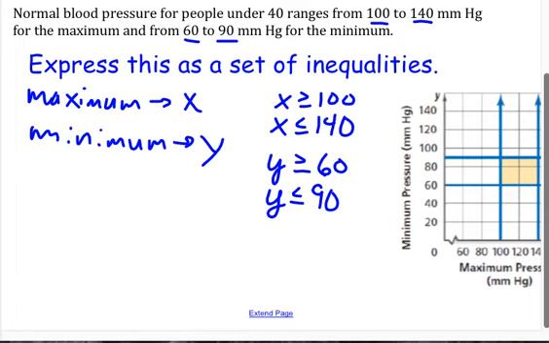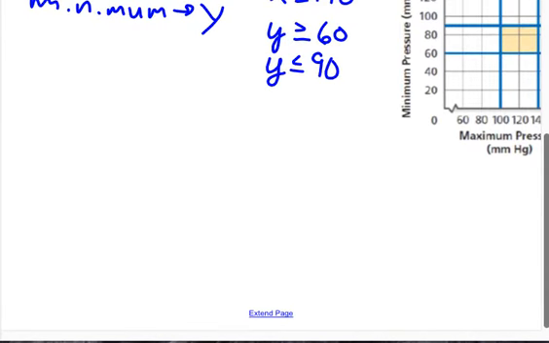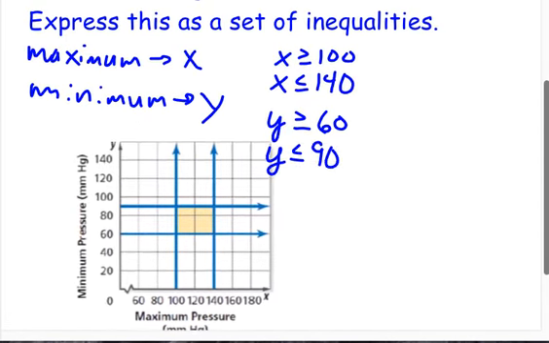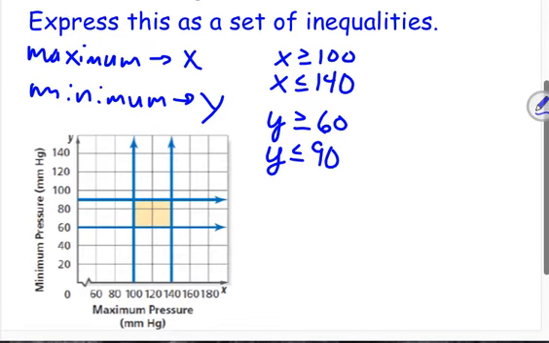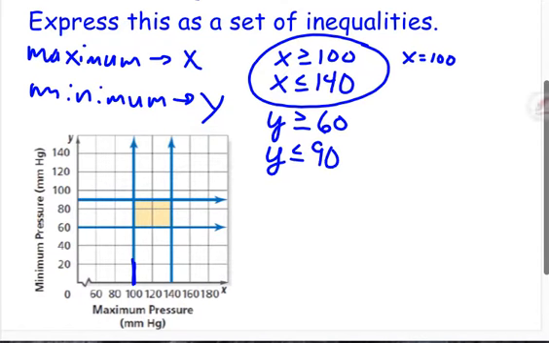So let's come over here. Here's the actual graph of what we just came up with. X is your maximum pressure, and that's between 100 and 140. If you were going to graph X is greater than or equal to 100, first you'd have to graph the line X equals 100, and that's a vertical line. You can see that is this line right here. Now when they say greater than or equal to 100, think of numbers that are greater than 100: 110, 120, 130. So it's everything going to the right-hand side here.